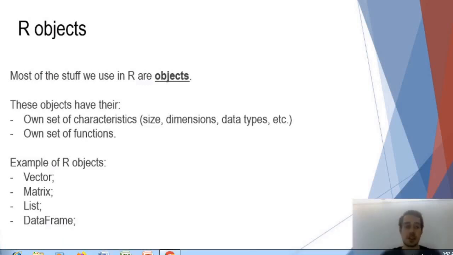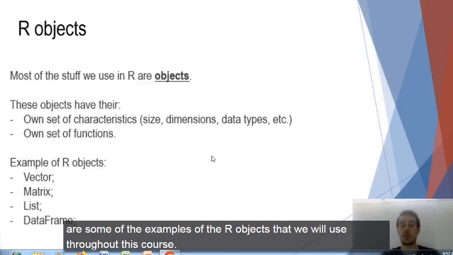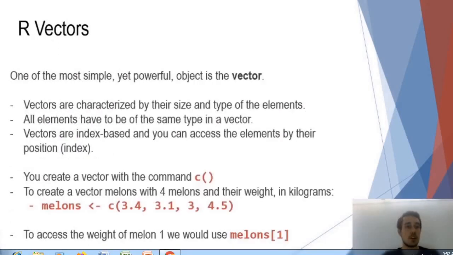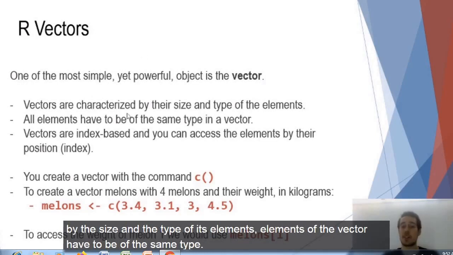So here is an example of several R objects: vectors, matrices, lists, and data frames are some of the examples of the R objects that we will use throughout this course. So let's start with the most simple yet powerful object, that is the vector. The vector is characterized by the size and the type of its elements. Elements of the vector have to be of the same type.